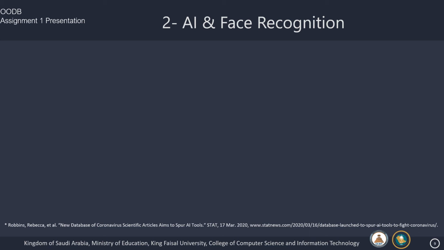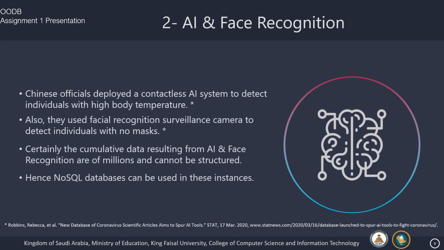The second type of technology is artificial intelligence and face recognition. Chinese officials have deployed various types of AI systems, which do not involve any contact, to detect individuals with high body temperature. They're used across multiple offices and agencies in order to detect any suspected individuals, outliers, with high body temperature. They also used facial recognition surveillance cameras across streets, markets, and different types of places to detect any individuals with no masks.